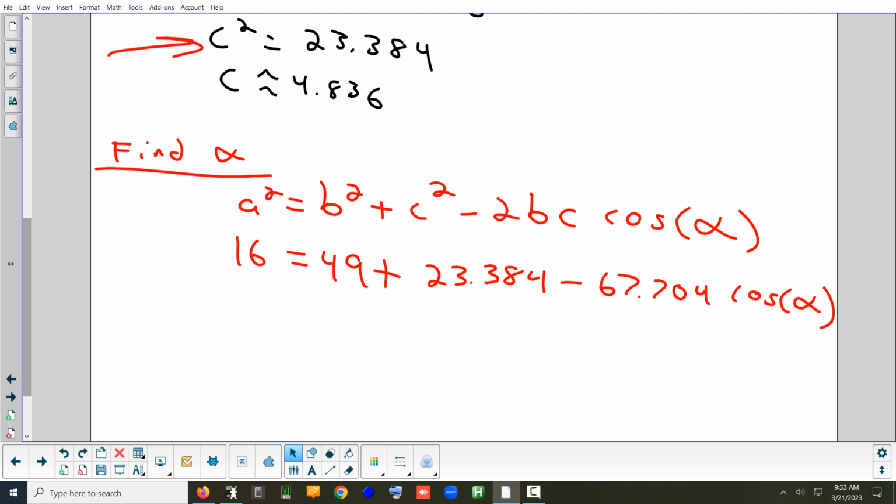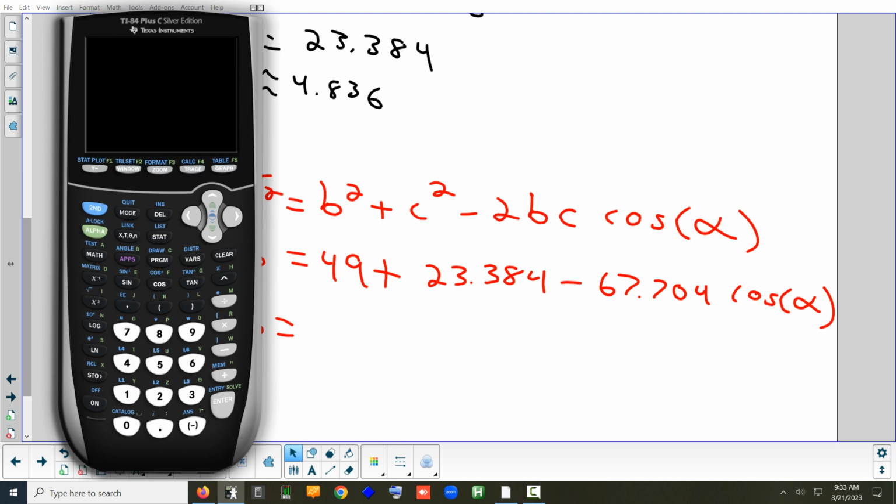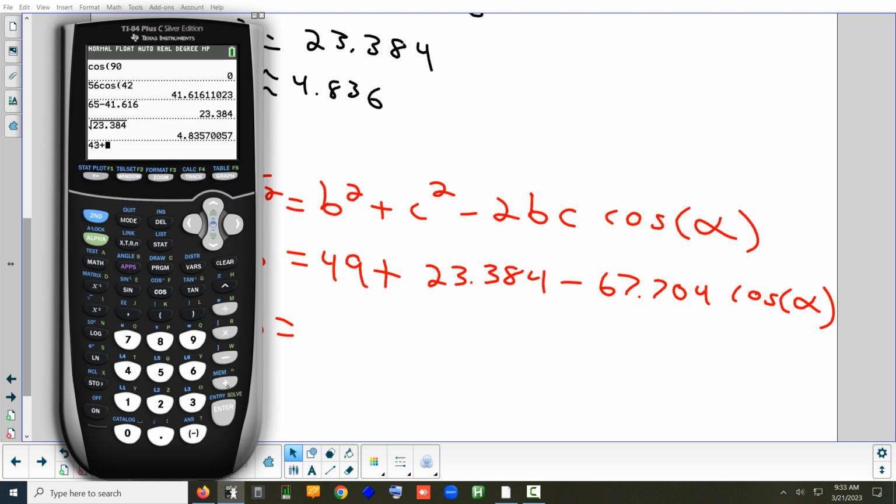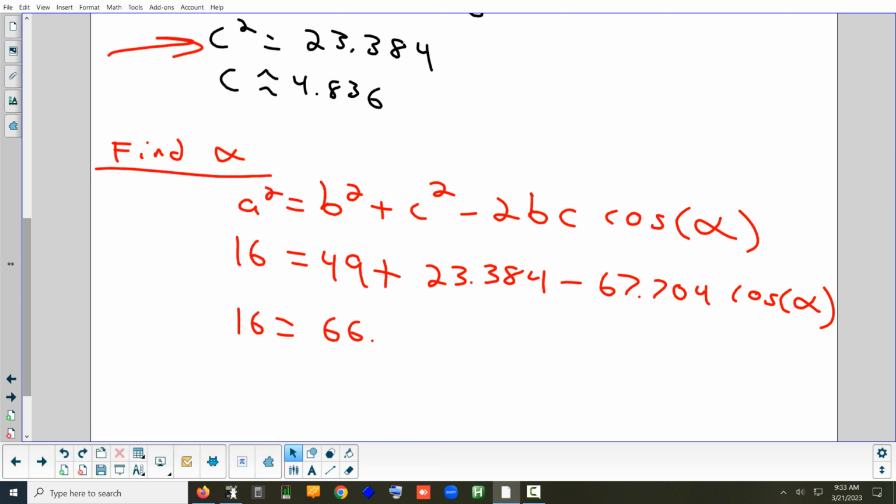Cosine alpha. Now, the first step starts out kind of the same. We can combine like terms. What are my like terms there? Yeah. 49 and 23.384. Yes. 49 plus 23.384. So that adds up to 66.384. Minus 67.704.